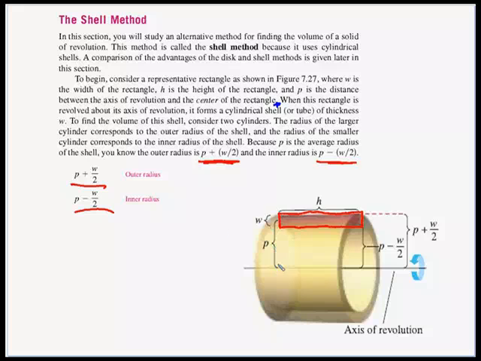Again, P is just the distance between our axis of revolution and the center of our representative rectangle. Remember, the representative rectangle's width is W. So we look at the inner radius, or P minus half of that distance, half of W, and the outer radius, P plus that half of W.